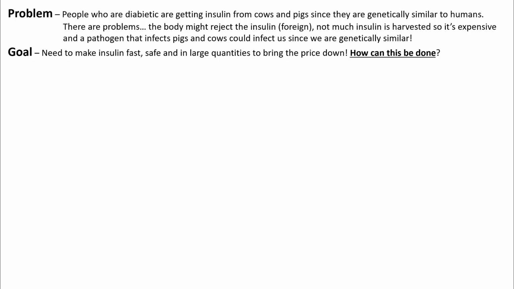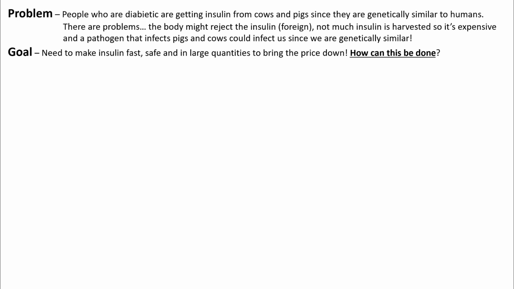So our problem here, we got people who are diabetic. They're getting insulin from cows and pigs, since pigs and cows are really genetically similar to humans. But there are some problems with this. The body's probably going to reject the insulin since it's not exactly human insulin and it's foreign. The white blood cells will recognize it and fight it off, make antibodies, and have a full-fledged allergic reaction.